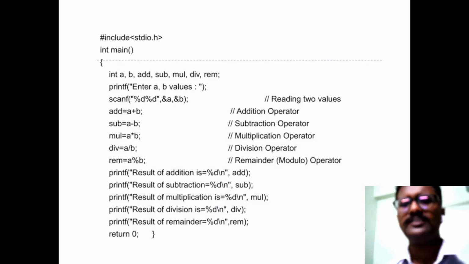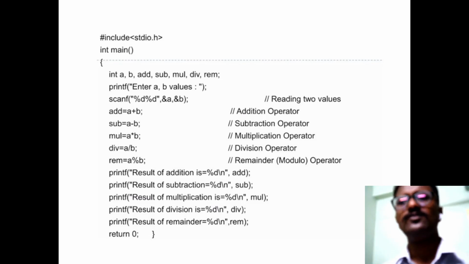And then next, we have to read the input values: scanf("%d %d", &a, &b). This line reads two integer values from the user and stores them in a and b. It just reads the integer values.